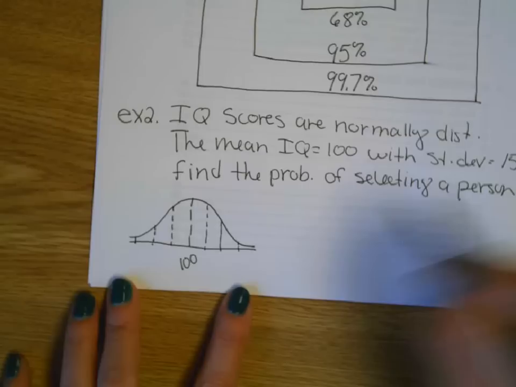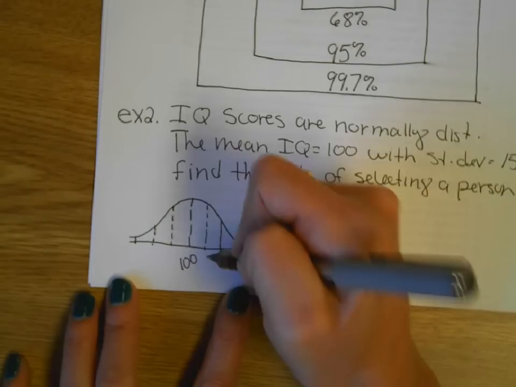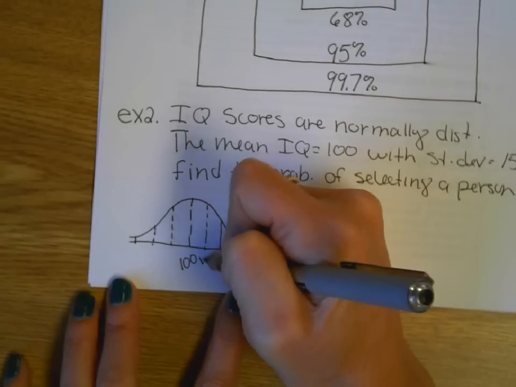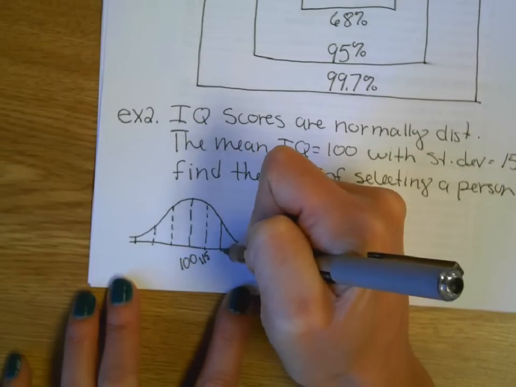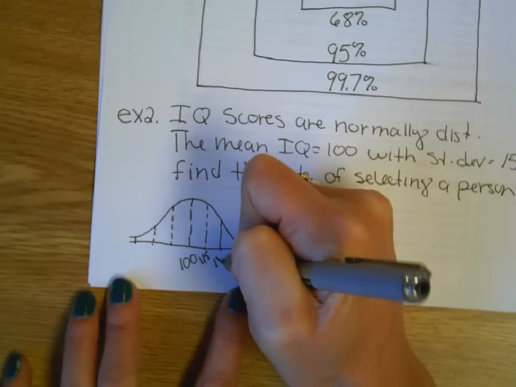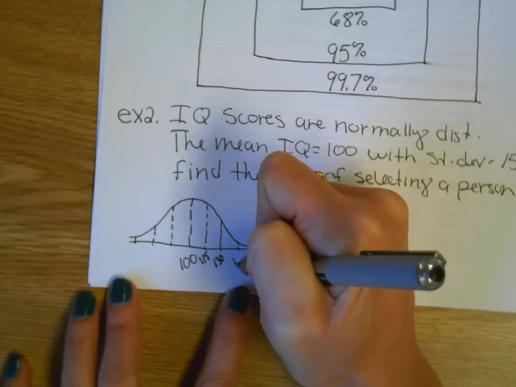So, to find these values, we're just going to add the standard deviation of 15. This first one here would be a 115 IQ. Add 15 again, we'll be at 130. And 145.